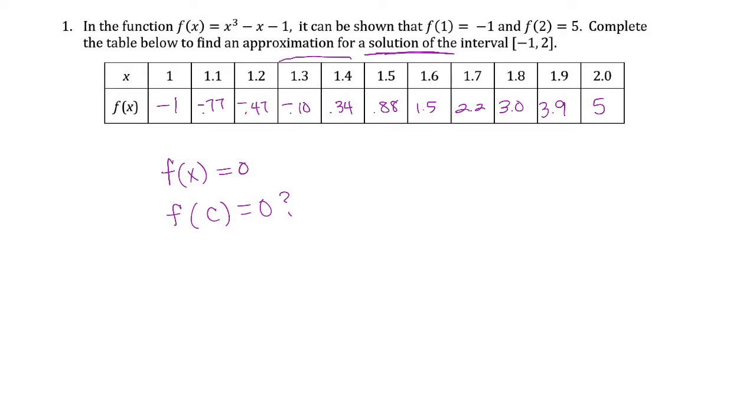And so we see that that solution must lie inside that interval because we have a sign change in our y's. Our y's changed from negative to a positive. So since again we are continuous, our solution is on the interval. So let's write that up. The solution occurs on the interval from 1.3 to 1.4.